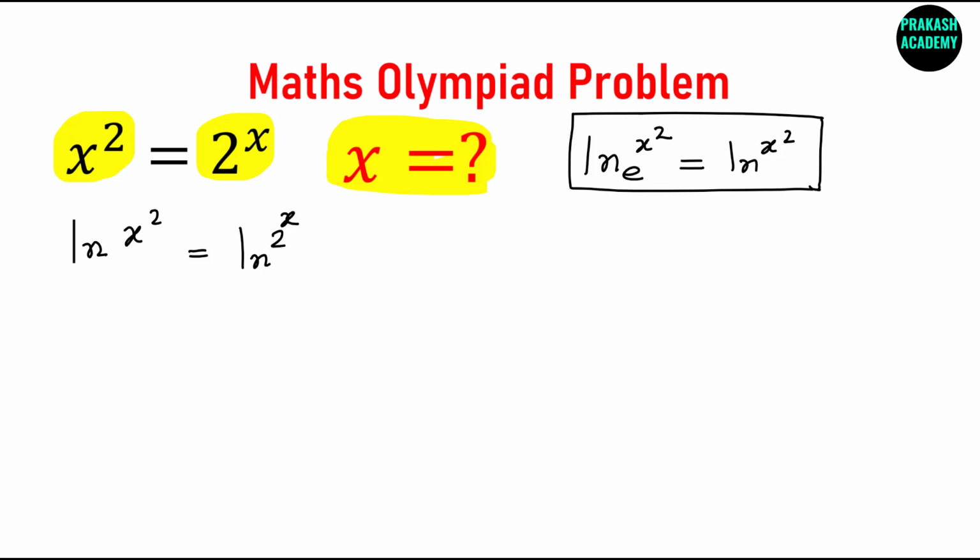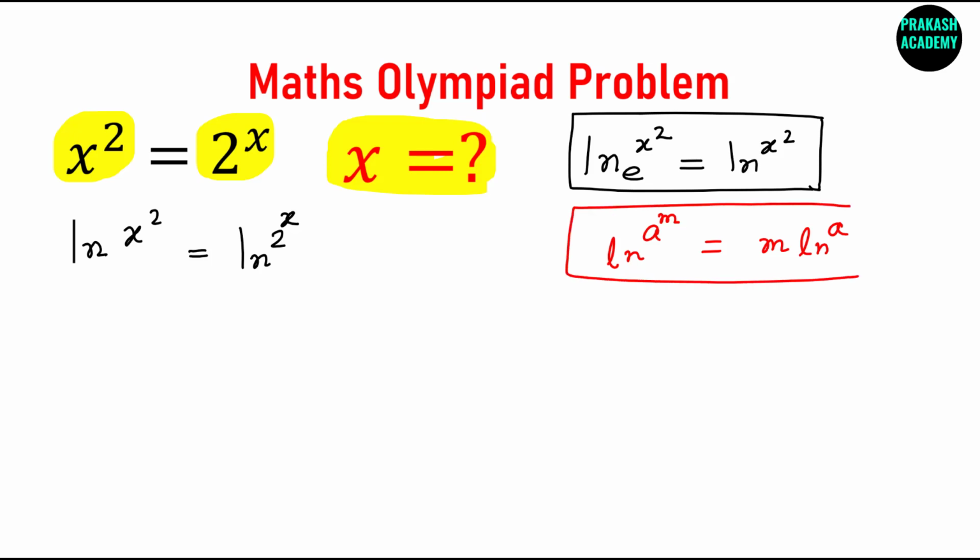Now you have rules of logarithm, that is, if you have ln a raised to the power m, then you can write m times ln a. So basically the power comes as a product. This is the rule we will use. If I use this rule, I can write 2 times ln x is equal to x times ln 2.